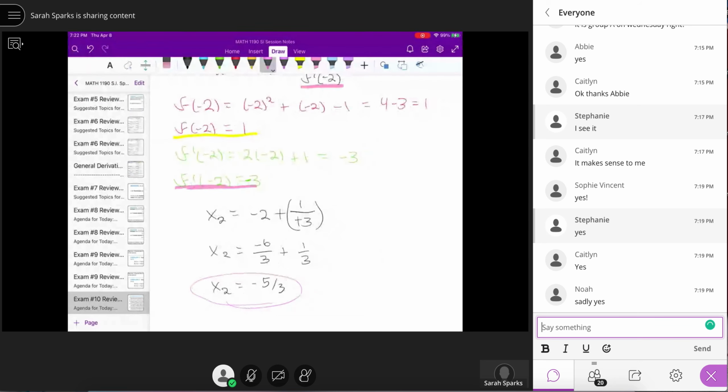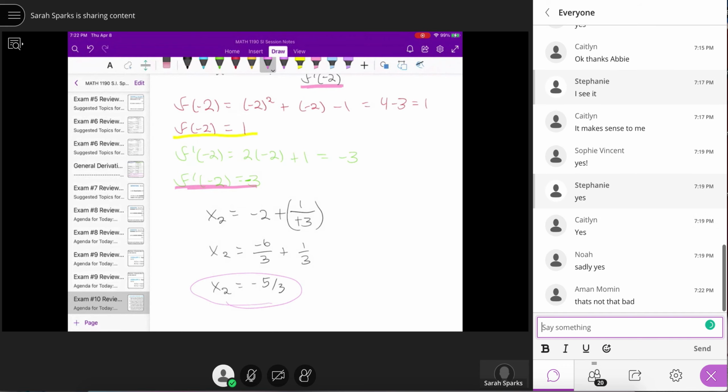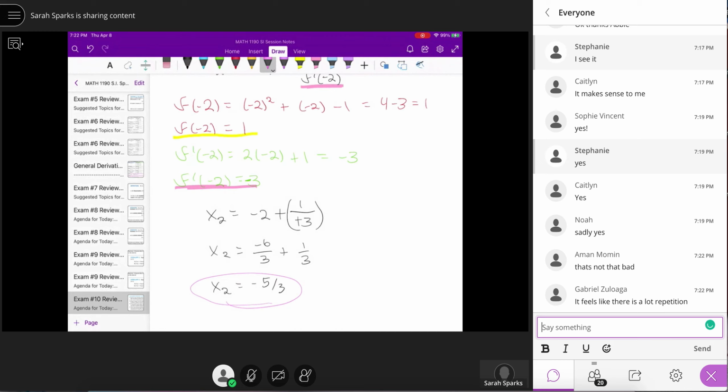Is everyone okay with this? The numbers were pretty clean in this problem, so hopefully the computation makes sense. It's not that bad. It's just a lot of algebra and making sure that you keep track of the right numbers. It's a lot of repetition.